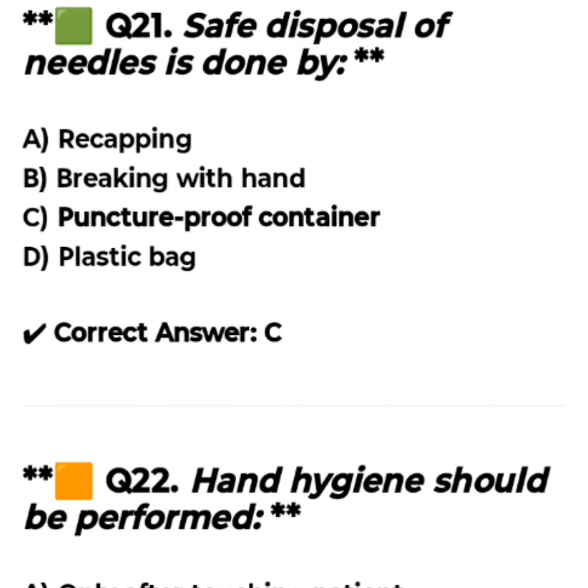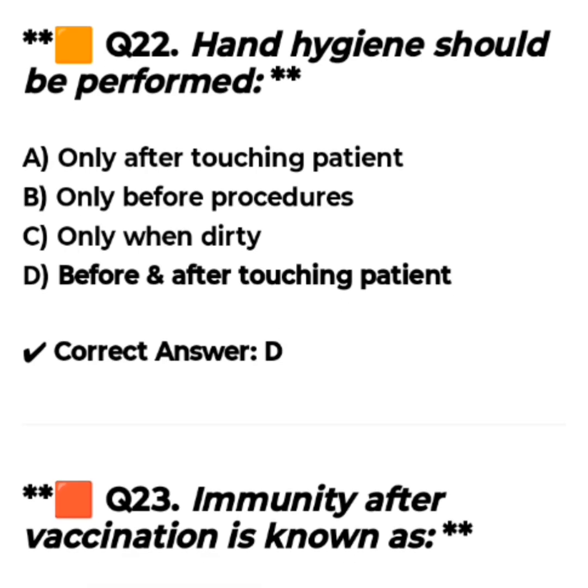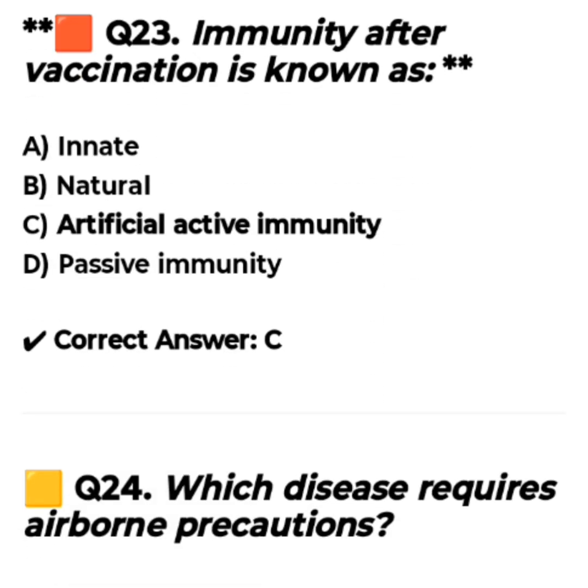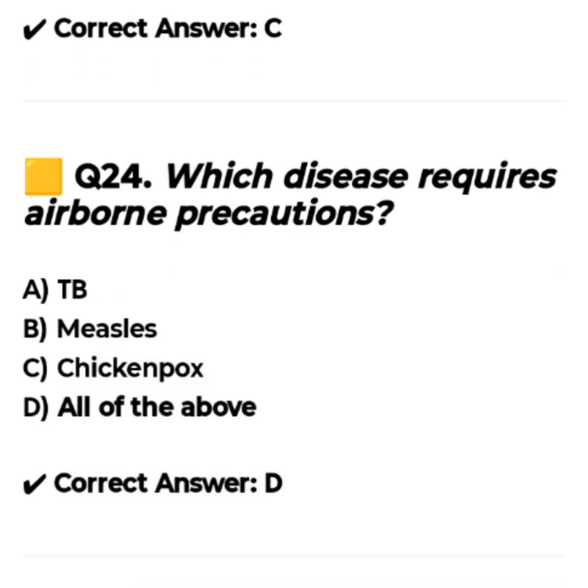Safe method of needle disposal is done by. The correct answer is option C, puncture-proof container. Hand hygiene should be performed. The correct answer is option D, before and after touching patient. Immunity after vaccination is known as. The correct answer is option C, artificial active immunity.